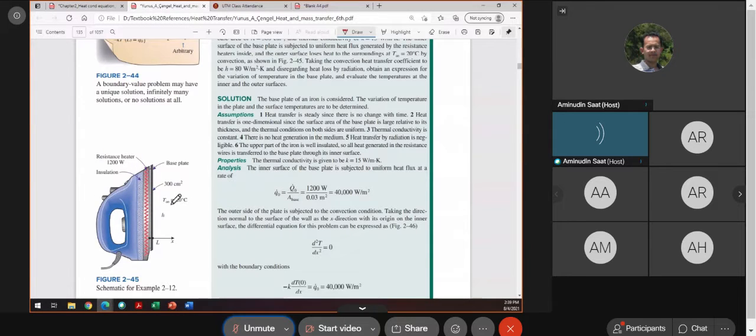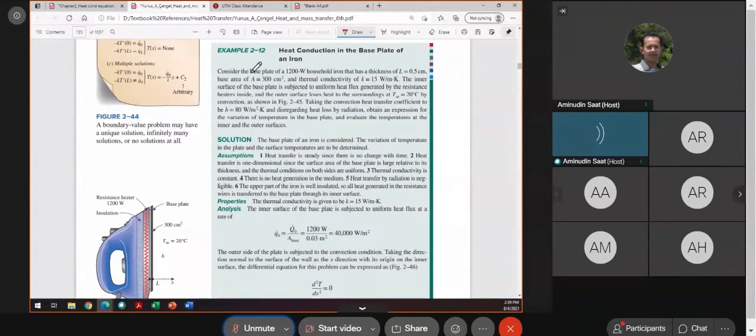In fact, you don't need to draw the iron, but you can simplify it into a wall, with a resistance heater on the left side, and on the right side a condition of the open environment. This is the condition, with all the parameters given.